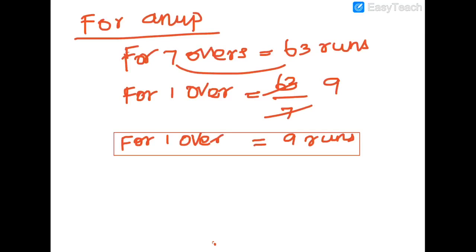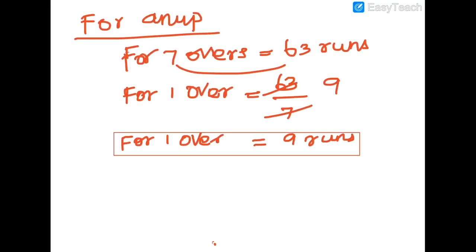Okay, so out of these two, who made more runs per over? Anup made 9 runs. Anish gave 7 runs, but Anup gave 9 runs. So Anup made more runs per over.